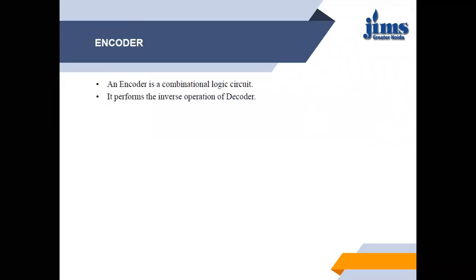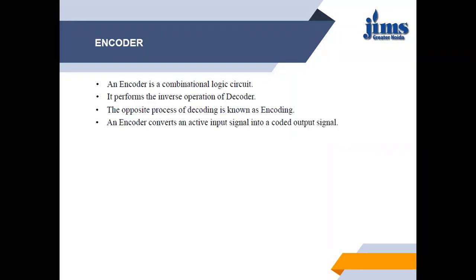By definition, an encoder is a combinational logic circuit. It performs the inverse operation of the decoder. That means the output of the decoder will act as input to the encoder, and the input to the encoder is the output of the decoder. We can say it is an inverse or complementary process of the decoder. The opposite process of decoding is known as encoding. An encoder converts an active input signal into a coded output signal.